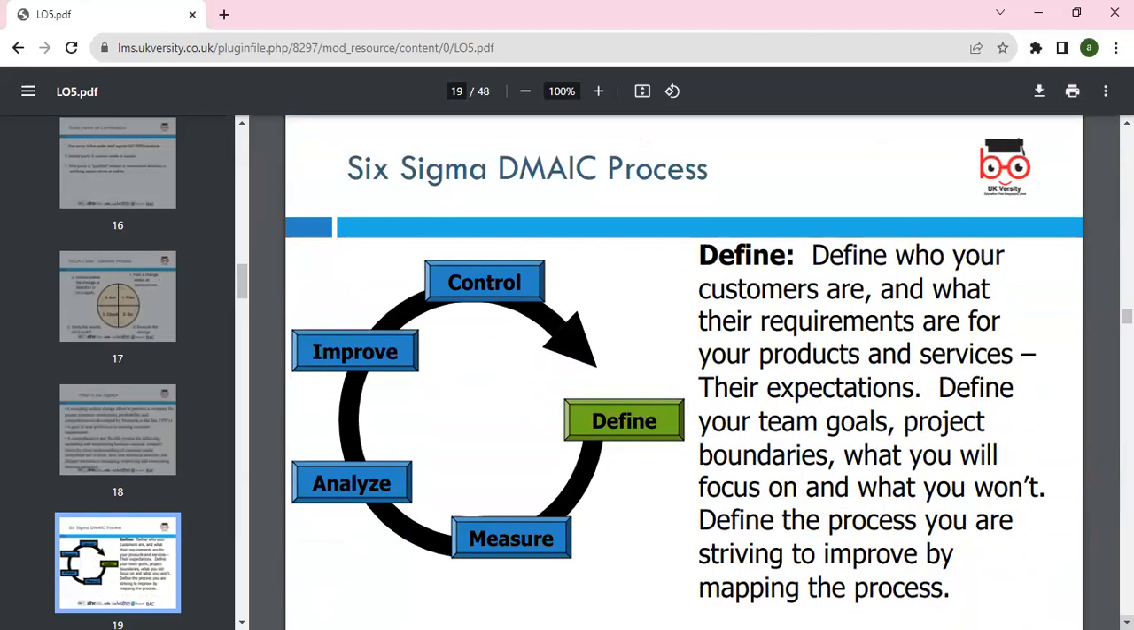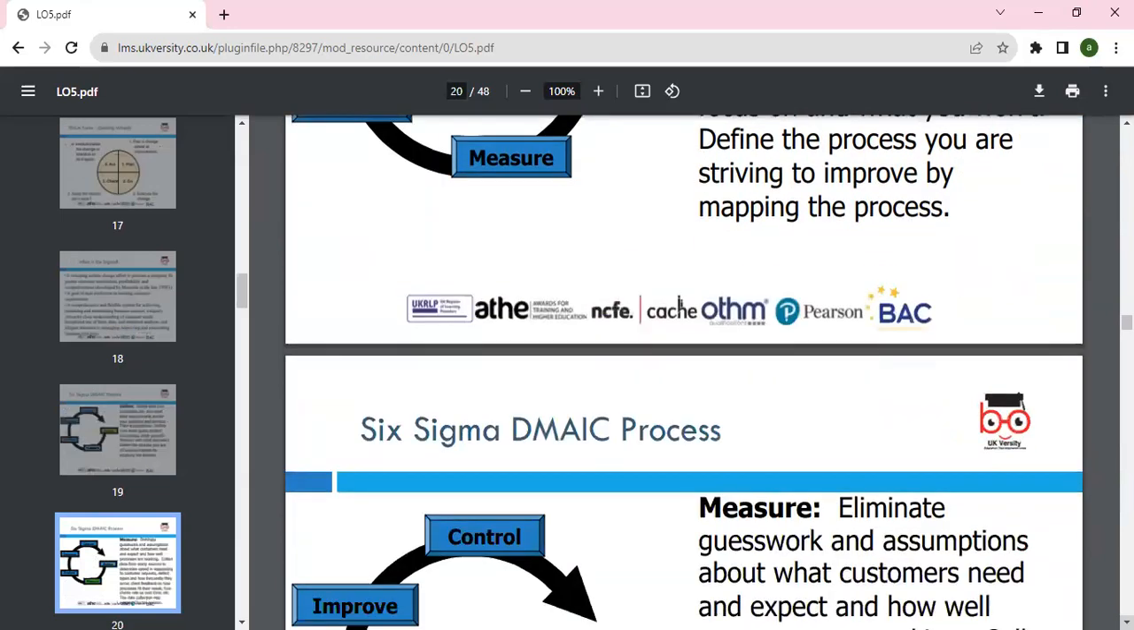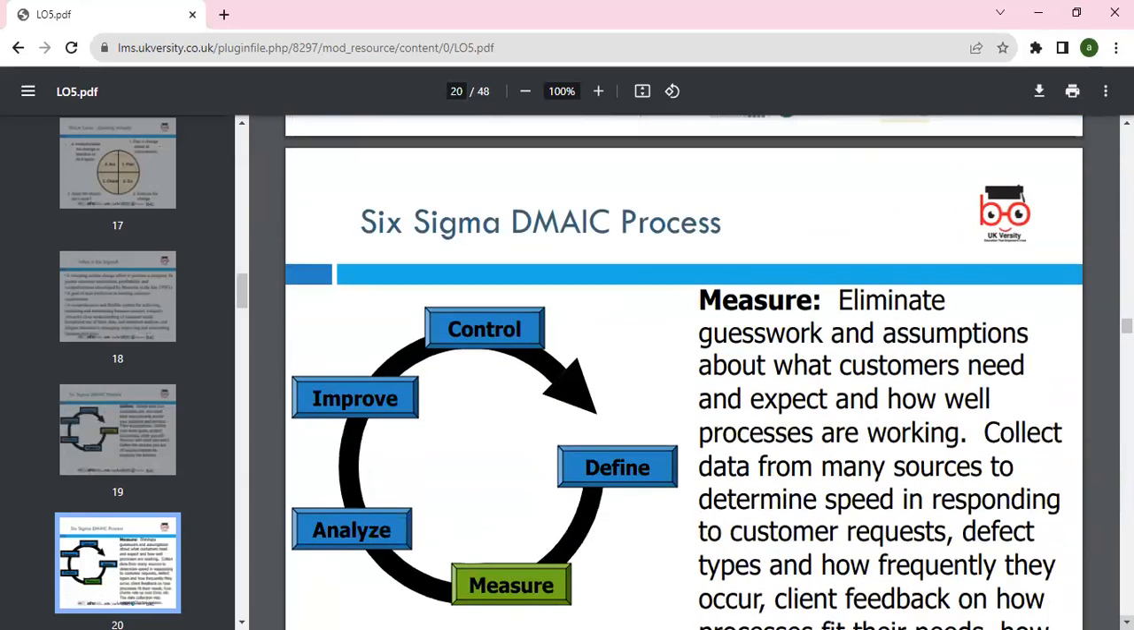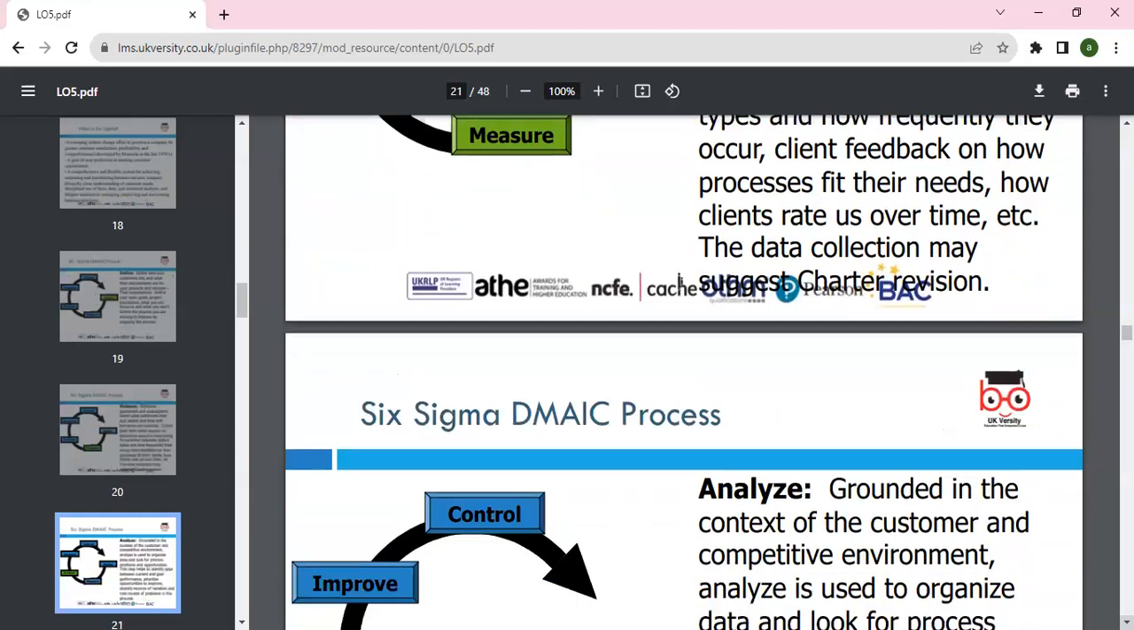So you define who your customers are, what they want, in the project. You measure it, eliminate the guesswork. You have a clear picture about the customer. You segment their needs and wants, what they really want, what their purchasing power is.